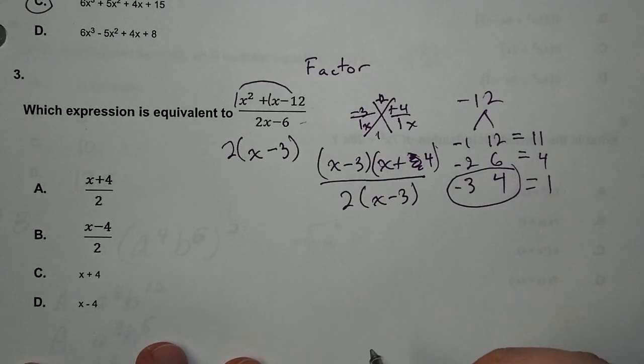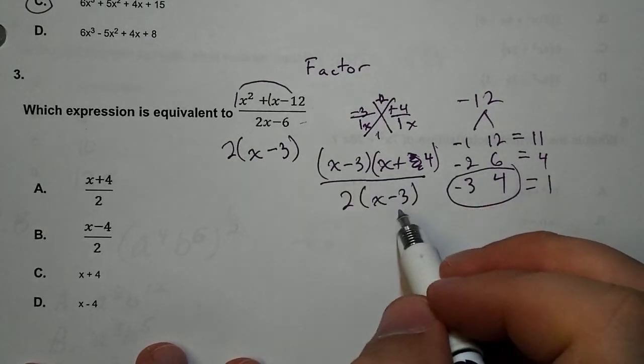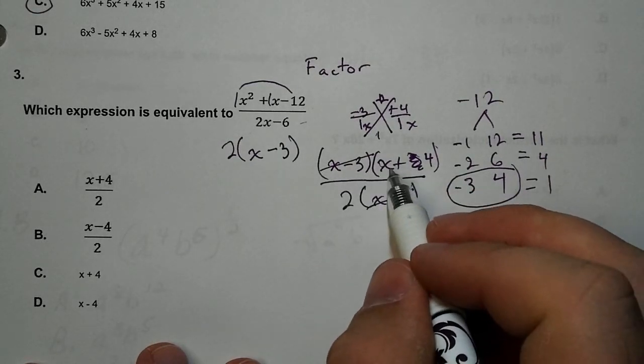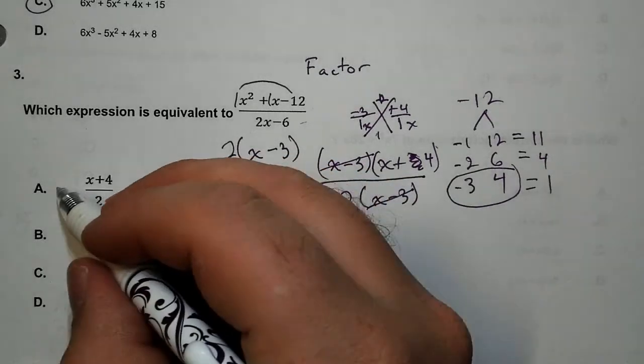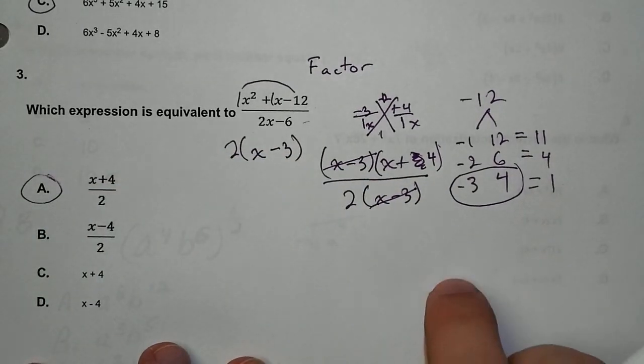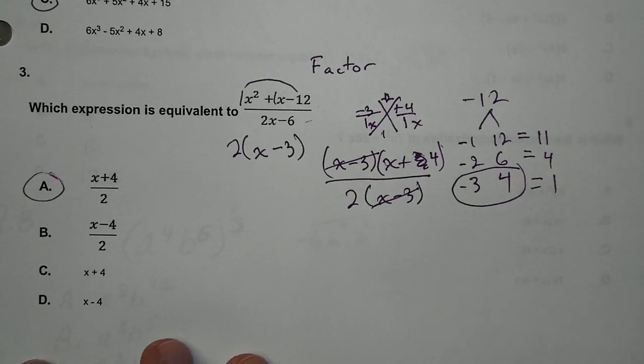Now we can cancel out like terms. Here's a term, they're the same. Cancel out one from the top and one from the bottom. What's left? I have x plus 4 divided by 2, so let's answer A. I know this one was difficult. We'll try to get some more practice in it as soon as we can.